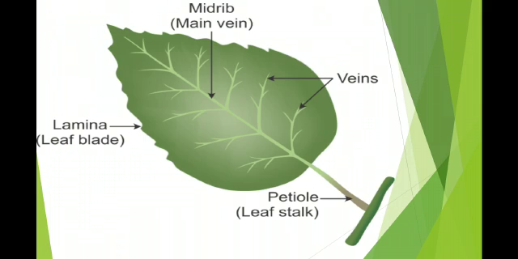Now look at here the different parts that we have studied. This part is called leaf blade or lamina. This part is called midrib, or we say main vein. And you can see here there are veins in the leaf. By which the leaf is attached to the stem, this part is called leaf stalk. Now you can understand the different parts of the leaves: leaf blade, midrib, veins, leaf stalk.